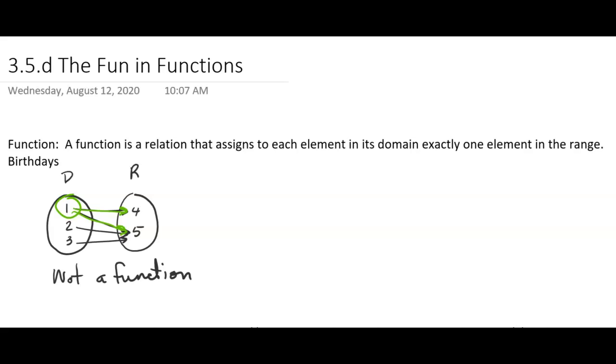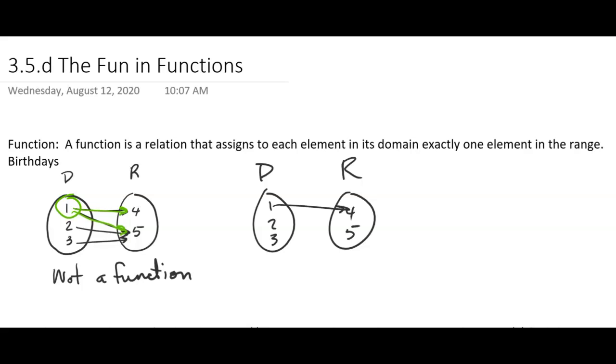So let me change it a little bit. So I could have a domain here, a range here. Maybe I have 1, 2, 3, 4, and 5. And so I'll say 1 goes to 4, and then let's have 2 go to 5 and 3 go to 5. That's okay. This is a function. Because each domain element only has 1 line coming out of it. And so that makes it a function.